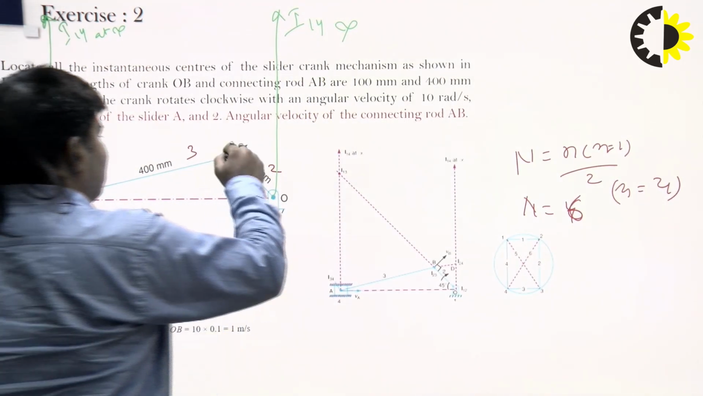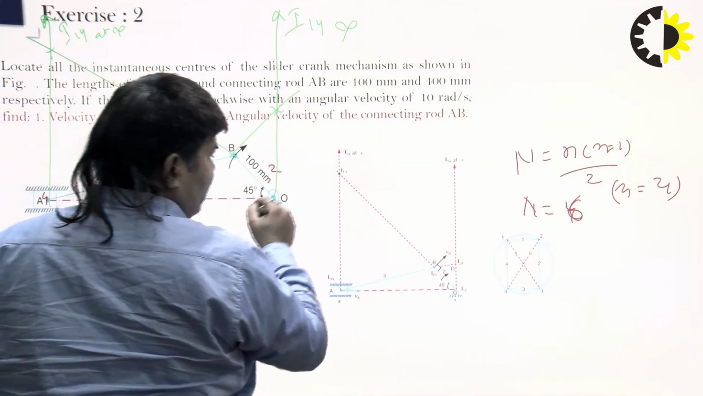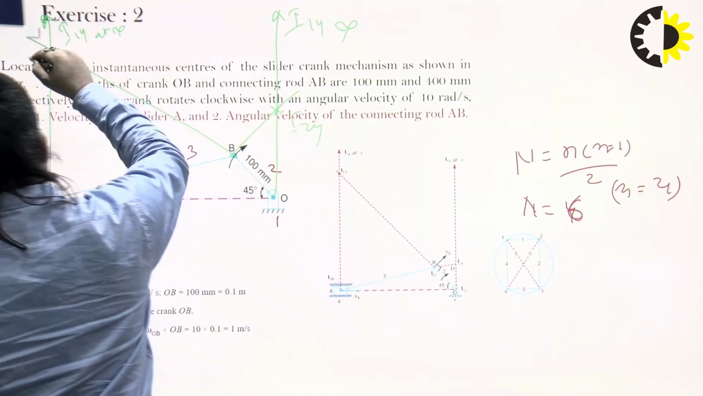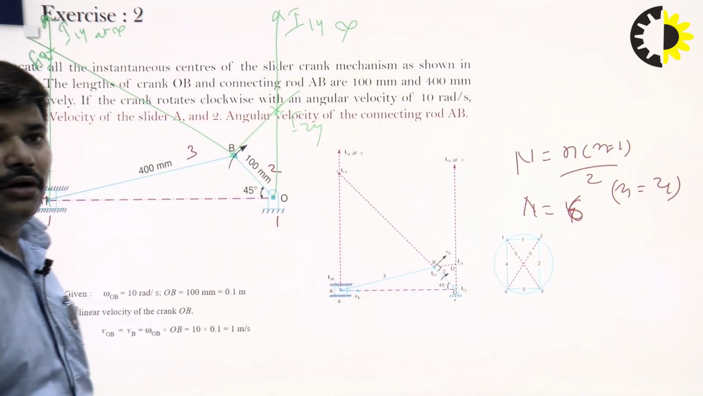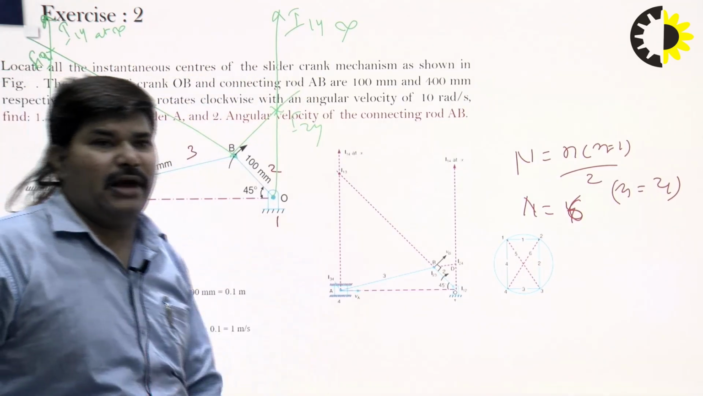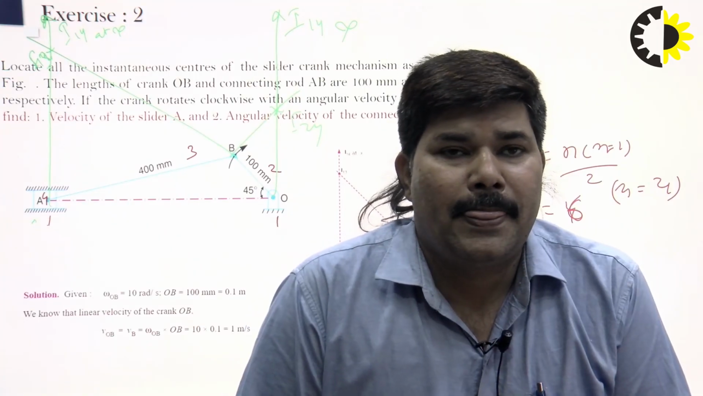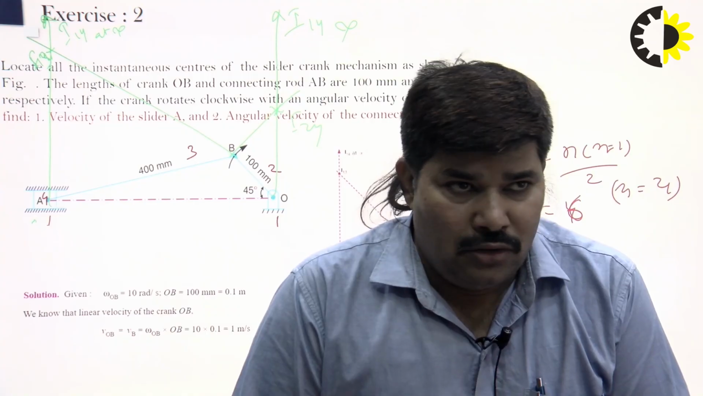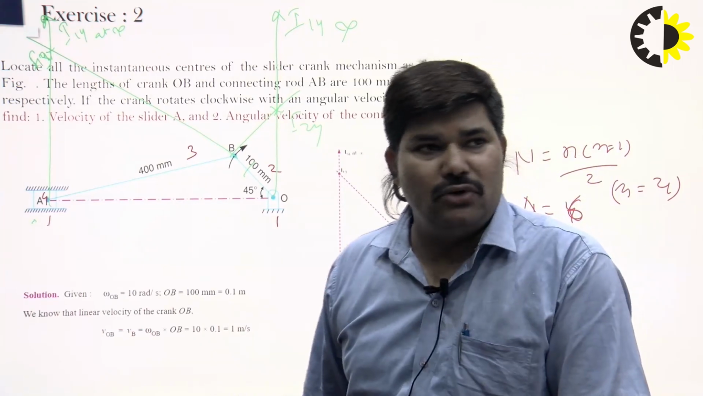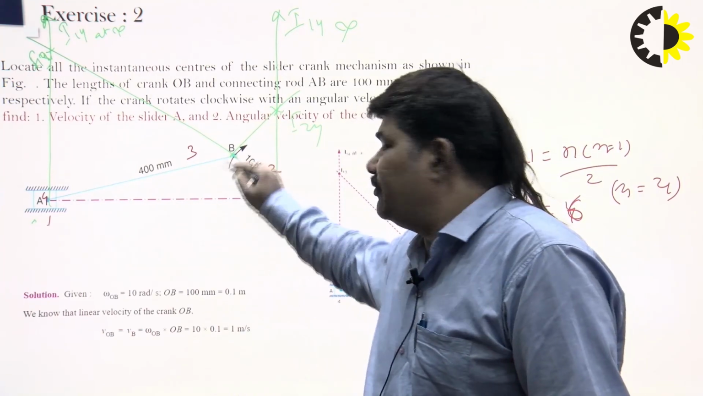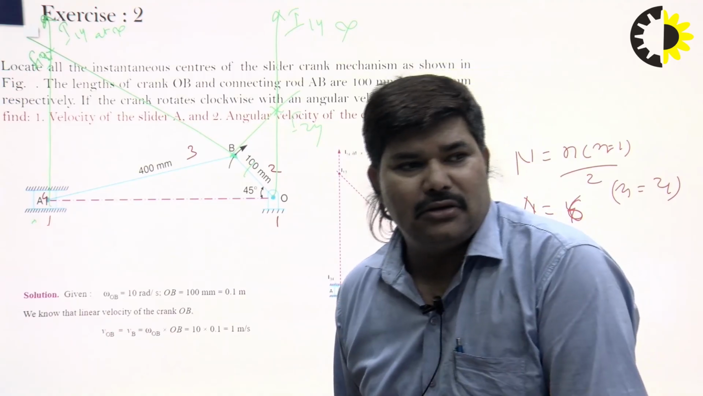So you can extend this line and cut this point, and extend this line and cut this point. This point is known as I24 again, and this point is I14, I13. And you can measure the value where velocity is required. So you can measure and put it in the formula and get the results. You can see that for this link, V equal to R into omega, where omega is known and the velocity of this point is given. The omega is 10 radian per second.